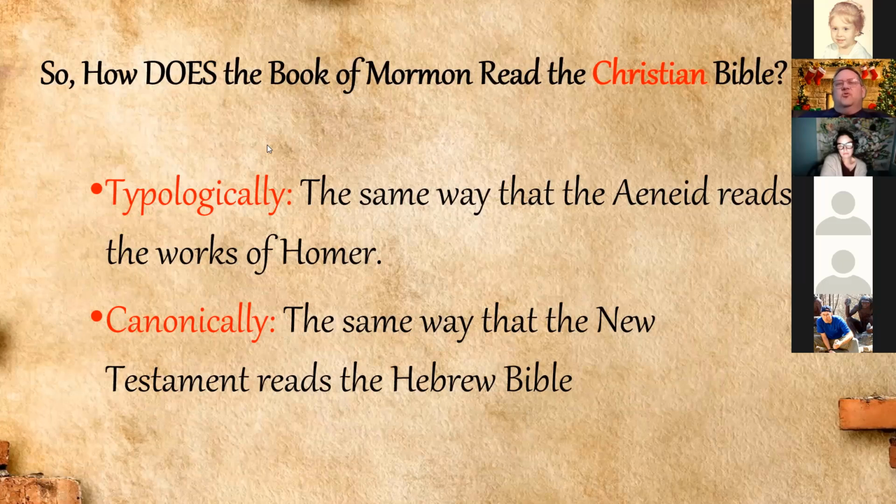And I actually have two different analogs to how the Book of Mormon reads the Bible. One of the analogs is the book The Aeneid by Virgil, and the other is the way that the New Testament reads the Hebrew Bible. And what we're going to talk about now is typology, which is the subject.